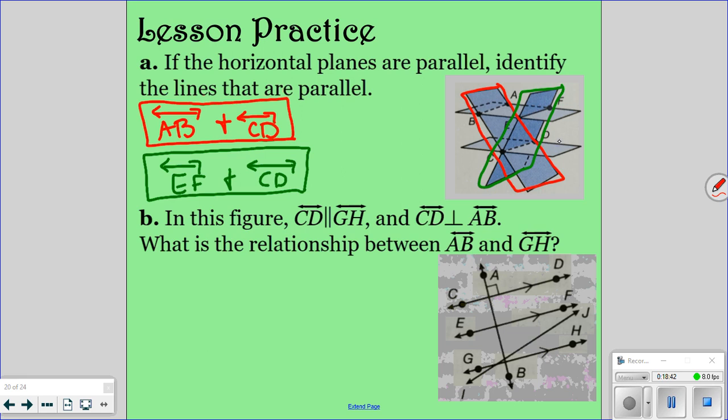Okay, looking at B. In this figure, they tell us CD is parallel to GH and CD is perpendicular to AB. What is the relationship between AB and GH? Well, if these are parallel and this is a right angle, that means that there are right angles here and here. So the relationship between them, they are perpendicular. So you could write AB is perpendicular to GH, or you can just say they are perpendicular, whichever one.